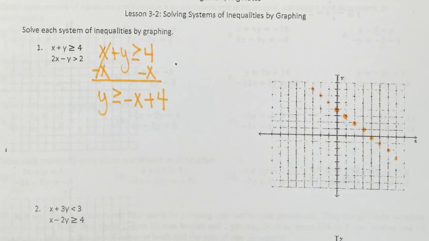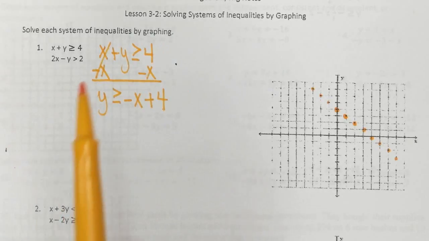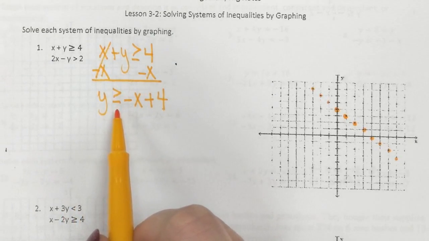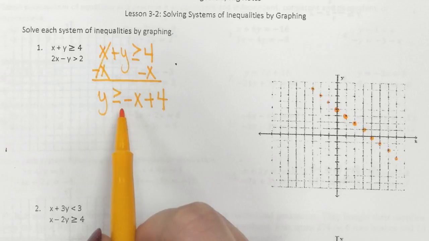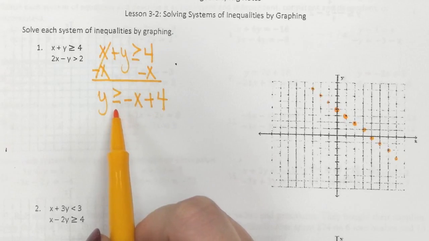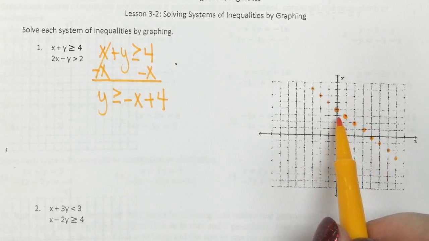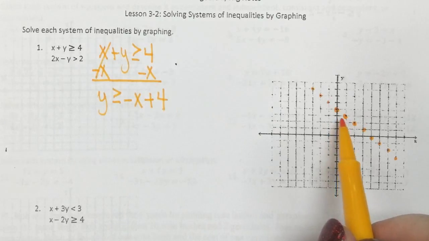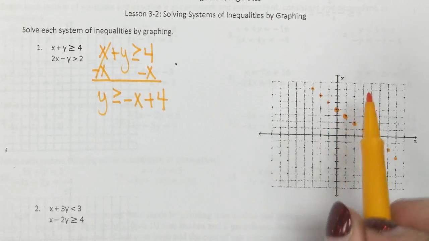When we first started this stuff, we had graphing just like this. But the difference was we had an equal sign. Here we have a greater than or equal to sign. So the only two differences are that you either have a dotted line or a solid line, and two, that you have to shade this.